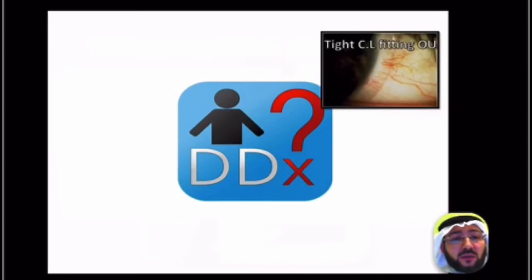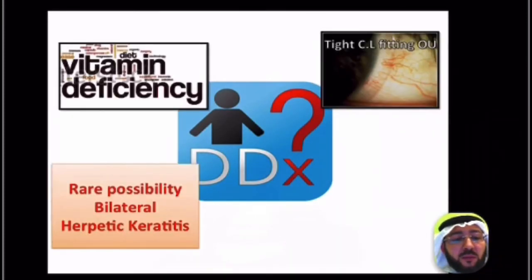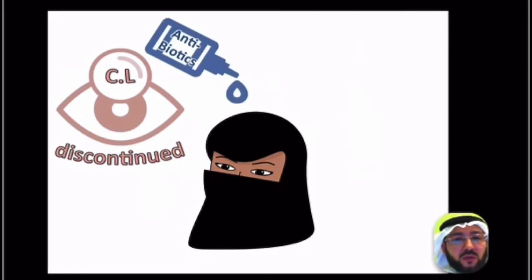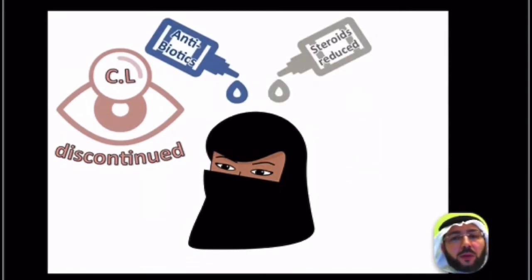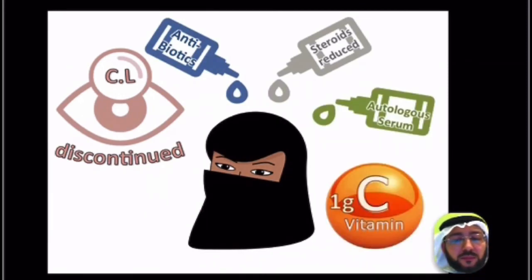So the differential diagnosis of a tight contact lens fitting, vitamin deficiency, and a rare possibility of bilateral herpetic keratitis was contemplated. So her contact lenses were discontinued. She was kept on a prophylactic topical antibiotic eye drop. Her topical steroids were reduced, and she was placed on aggressive topical autologous serum. She was also started on oral 1 gram vitamin C twice daily.